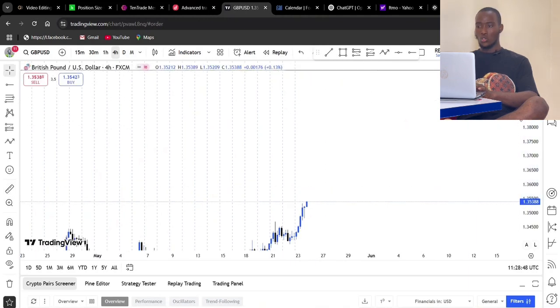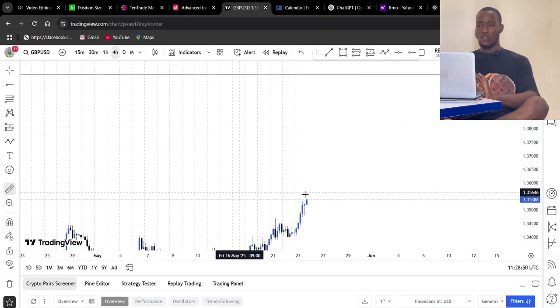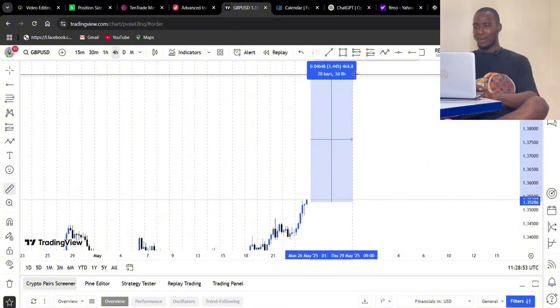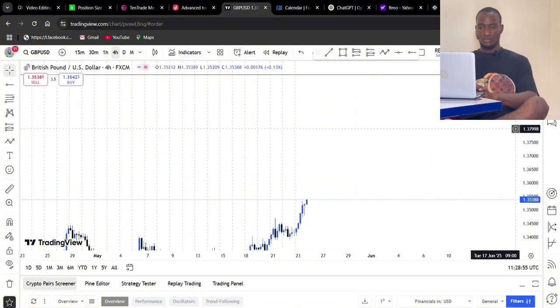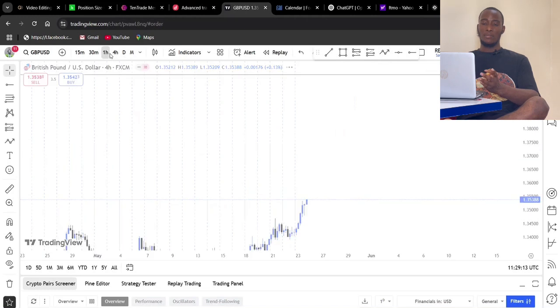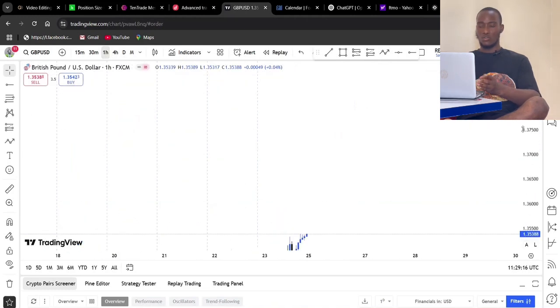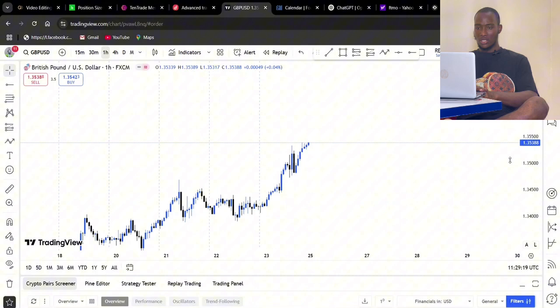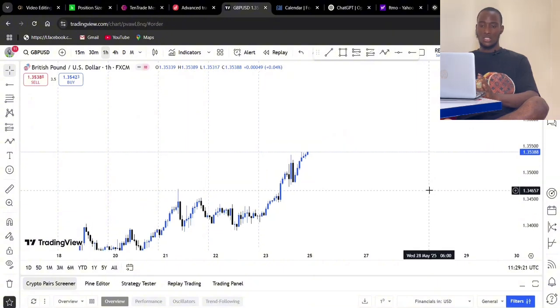You understand? Now the overall price point we are targeting is 1.4 thousand region. That is about 500 pips away. Yes, that's about 500 pips away. So the market is not just going to naturally gravitate towards that point without having players in the market and market moves. So now let's go down to the 1 hour time frame and let's see what we can get for this week.